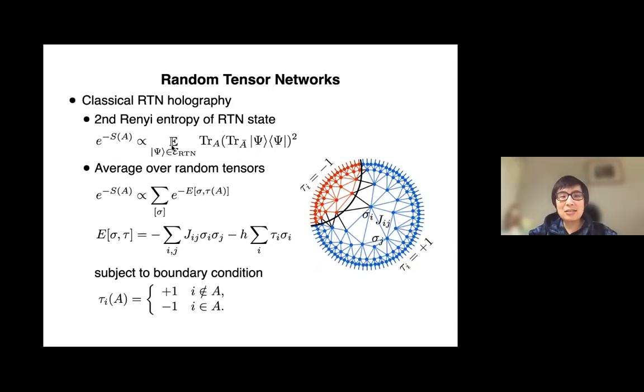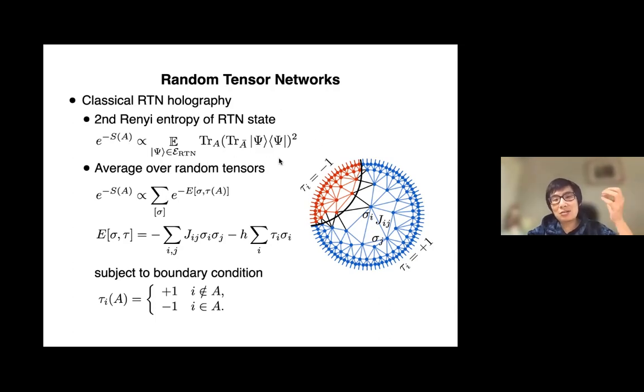The idea is that all these tensor networks represent quantum states. So there's a quantum state that you can take from the random tensor network ensemble. And for every quantum state in the ensemble, one can evaluate the so-called second Renyi entropy, which is basically the purity of the state in a certain region. And then that purity is e to the minus entanglement entropy. So one can try to evaluate this.